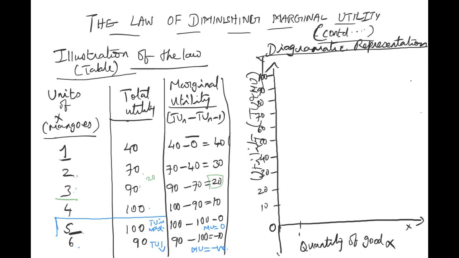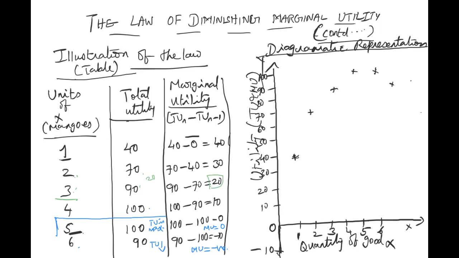Here you are having 1, 2, 3, 4, 5, and 6. And we have one more here, minus 10. If you have to plot the same thing on the graph, first let us take the total utility. First unit, the consumer is deriving 40 utils of satisfaction. Second unit is getting 70. Third unit is getting 90. Fourth unit is getting 100. Fifth unit also is getting 100. And sixth unit, it is falling down to 90 again.